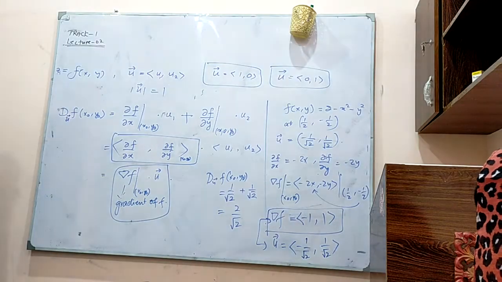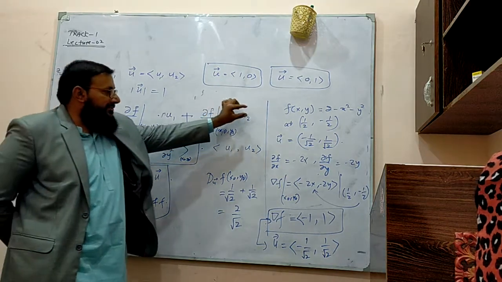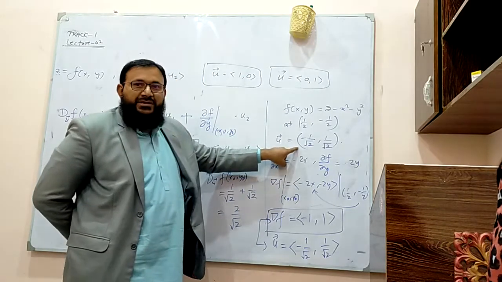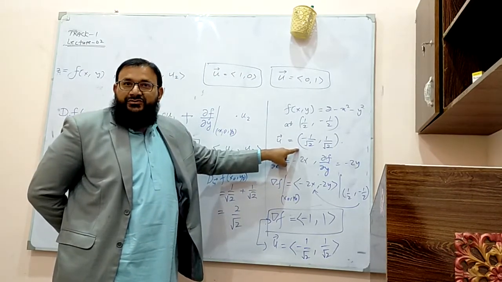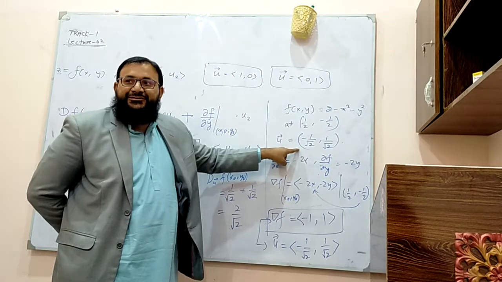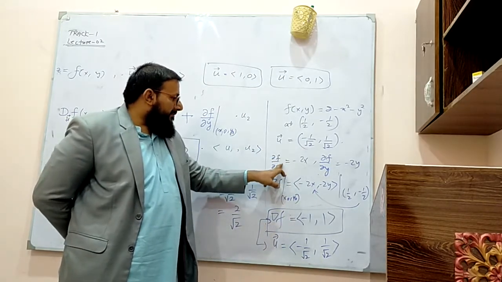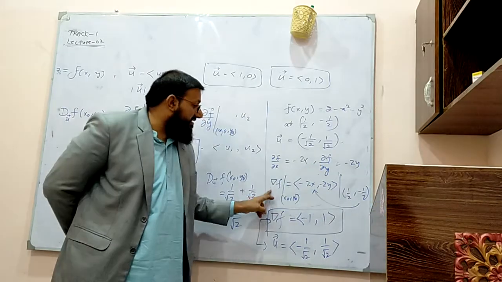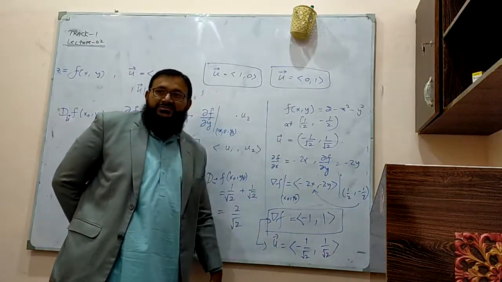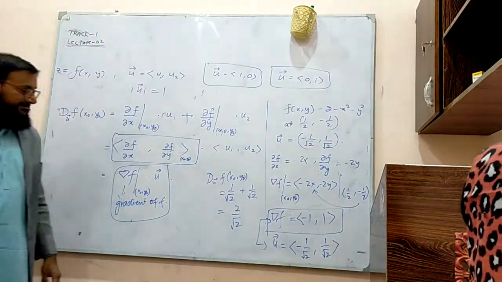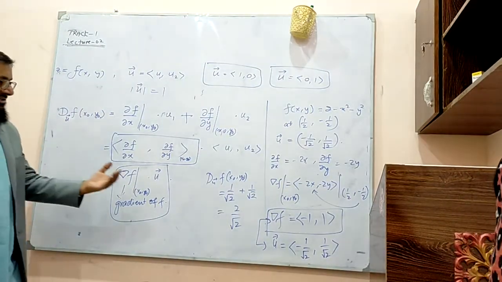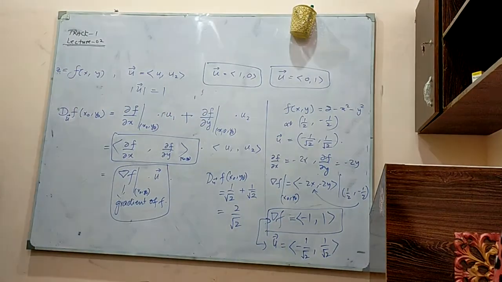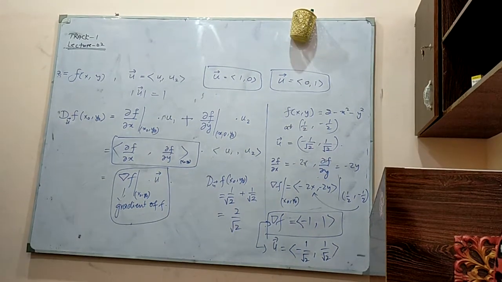This is the method. So simply a function is given to you, a point is given to you, a vector is given to you. This vector must be a unit vector. It means you find its magnitude, it should be 1. Then take partial f by partial x and partial f by partial y, evaluate at this point, this is your del f. Del f is what we call the gradient of a function. Then take the dot product, you are done. This is what we call the directional derivative of a function in the direction of u.